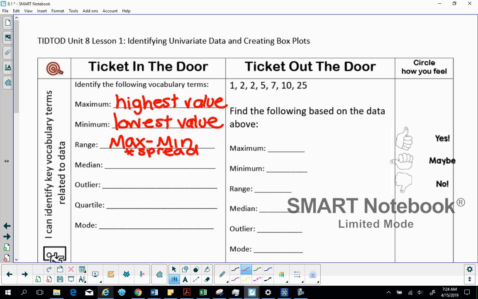Yes. Middle number, when you line them up, it's the middle value. So you got to line them up from least to greatest.